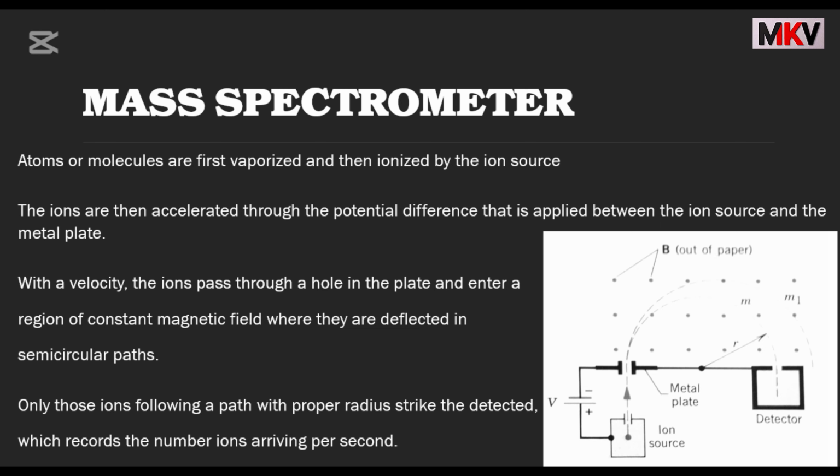Only those ions following a path with the proper radius strike the detector, which then records the number of ions arriving per second. So the ionized particles in the magnetic field that follow the proper radius path are detected, and the number of ions arriving per second is also recorded by the detector in the spectrometer.